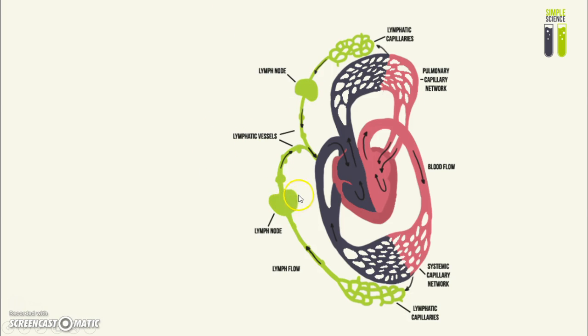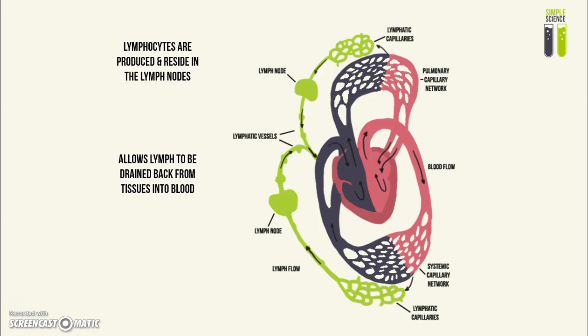So the lymph nodes play a role in the body's immune response because it is where lymphocytes are made and it is where they are stored. And then the lymphatic vessels, they have valves in them to ensure that lymph, or the fluid that flows in the lymphatic vessels, flows in only one direction so that it can be drained back from body tissues into the blood flow at the vein right before it rejoins the heart.